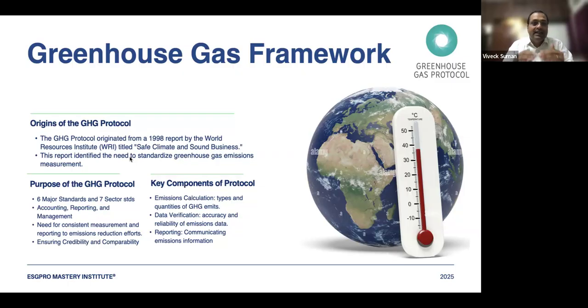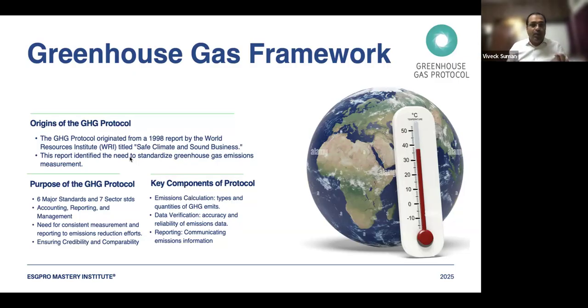Clear? Now, this ensures credibility and comparability. So I can compare two different reports if I have this arm handy with me, or if this arm is strong. Only then can I create a credible ESG report or sustainability report and allow people to compare this company with another company or another initiative.